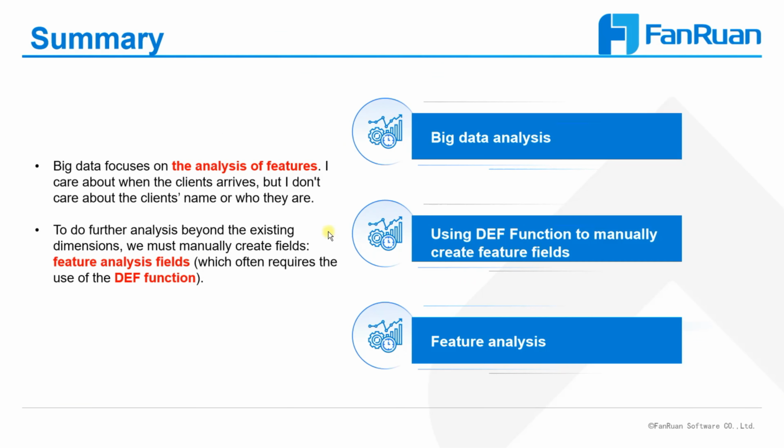In summary, we noticed that the table we just saw contained many fields. However, we need to focus on feature analysis. I don't need to know the customers' names, but I care about the features they possess, such as the year they signed the contract or the date they made their first purchase. If we want to conduct further analysis beyond the existing dimensions, we need to manually create new fields, specifically feature analysis fields. This is where the defined function comes in. The earliest customer purchase date field we created is an example of a feature analysis field.